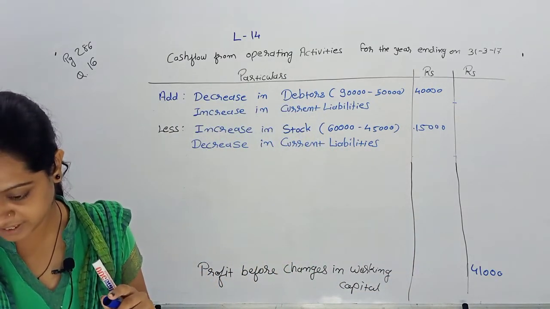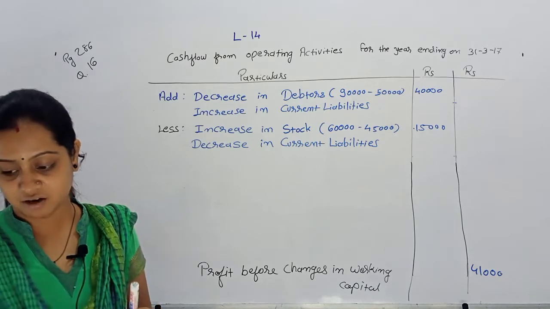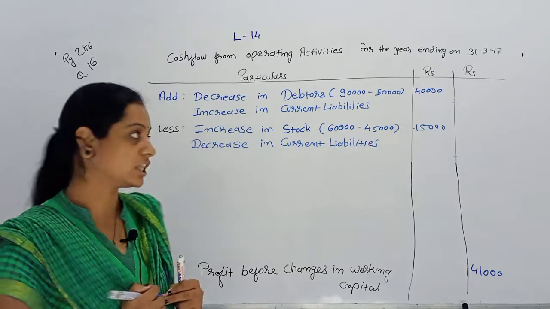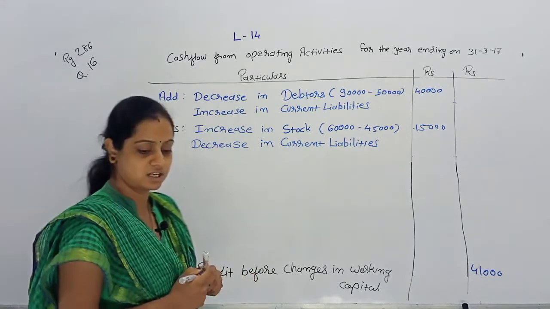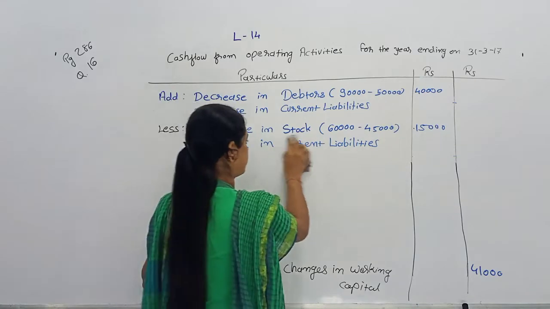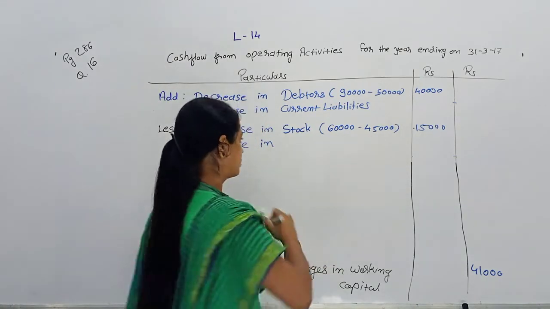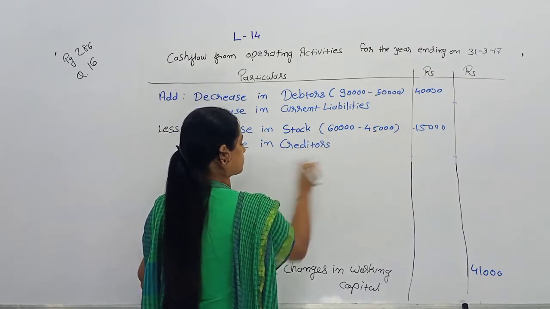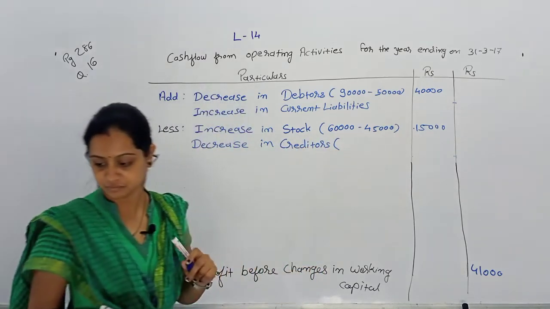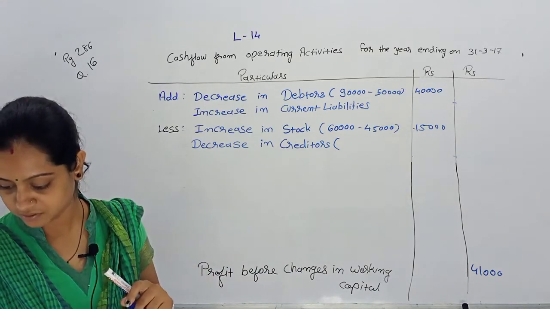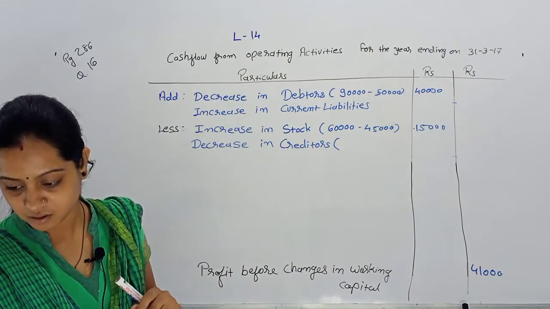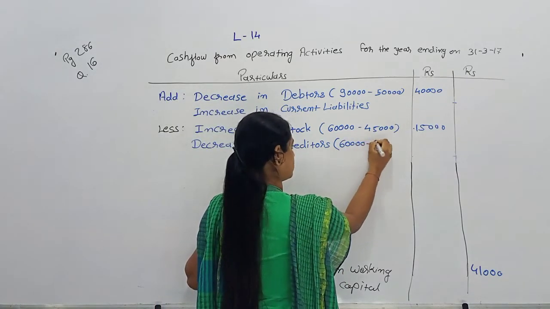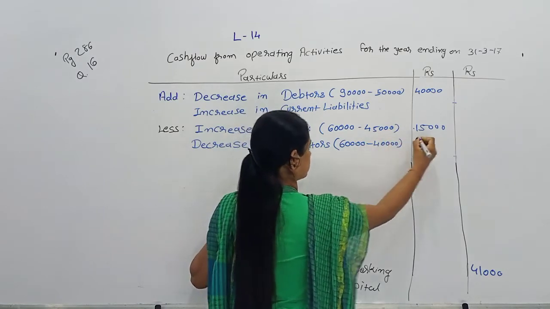Then next, creditors. In the beginning, creditors was 60,000 and at the end of the year 40,000. So it has been decreased. That means decrease in current liability. Instead of writing current liabilities, we'll write creditors. So creditors 60 minus 40: 20,000.